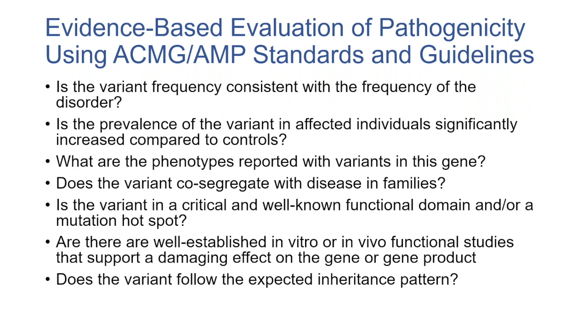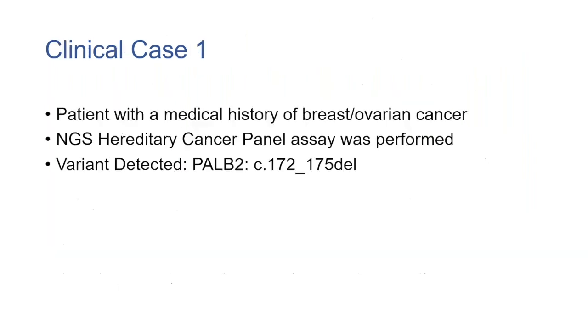Is the variant in a critical or well-known functional domain or a mutation hotspot? Are there well-established in vitro and in vivo functional assays to support a damaging effect of this gene product? And does the variant follow expected inheritance patterns? So a lot of the time this is the key information we're after when we go searching in the literature.